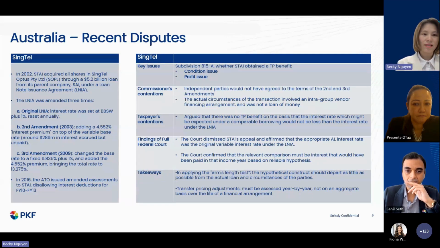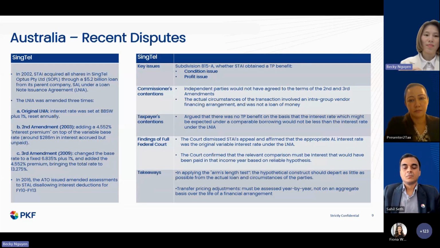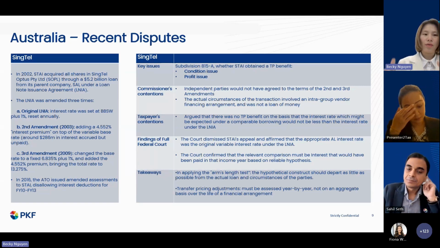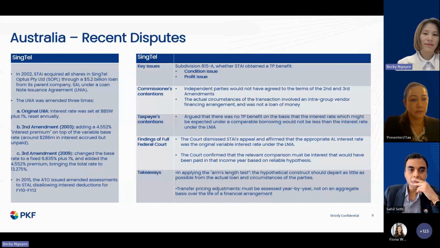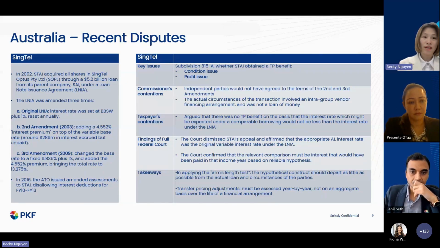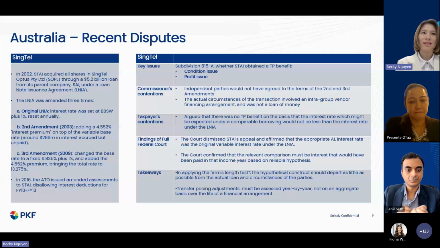So under the Singtel case, the key facts are Singtel Australia acquired all shares in Singtel Optus through a $5 billion loan from Singtel Singapore under a loan note issuing agreement. And the loan note was amended 3 times, increasing the interest rate from the original rate of base rate plus 1% to 13.2%. And the ATO issued the amended assessment, disallowing the interest deductions for Singtel Australia.